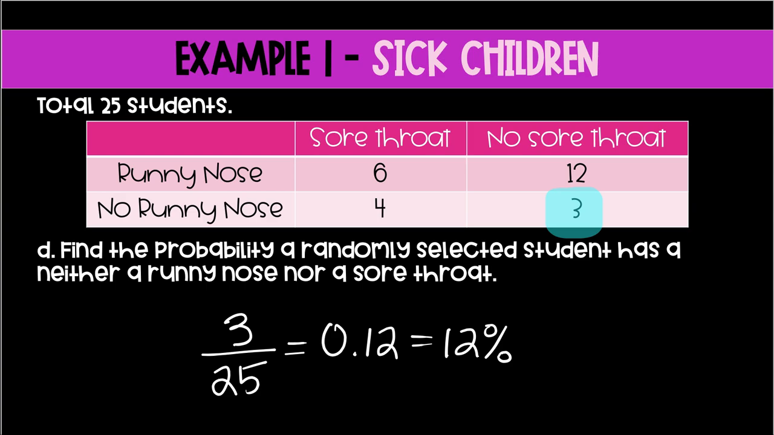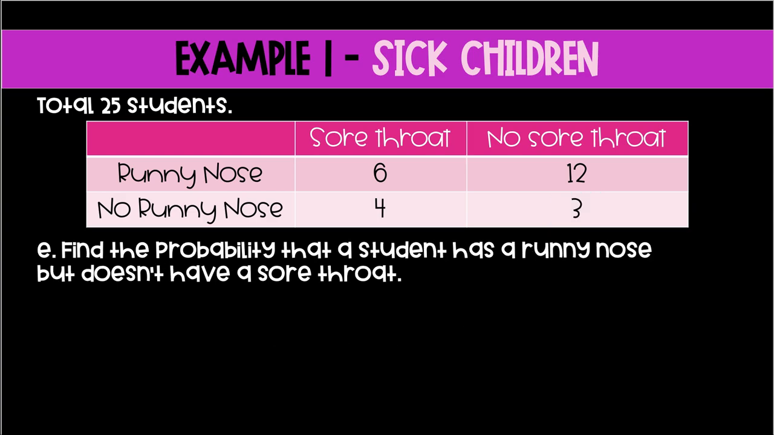If we want to find the probability that a student has a runny nose but does not have a sore throat, out of the students that have a runny nose, we're going to only select the ones that do not have a sore throat, which is a total of 12 students. What I want divided by what I can get, 12 out of 25, it's close to 50%, 48%.